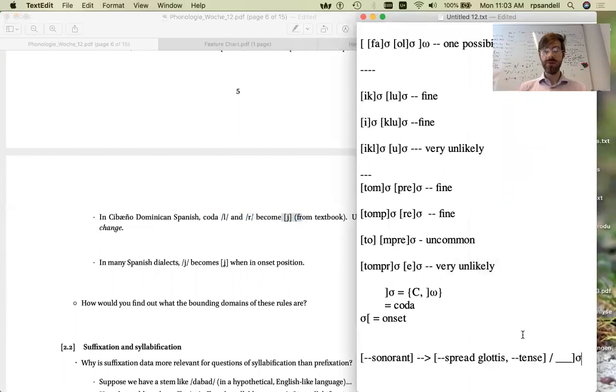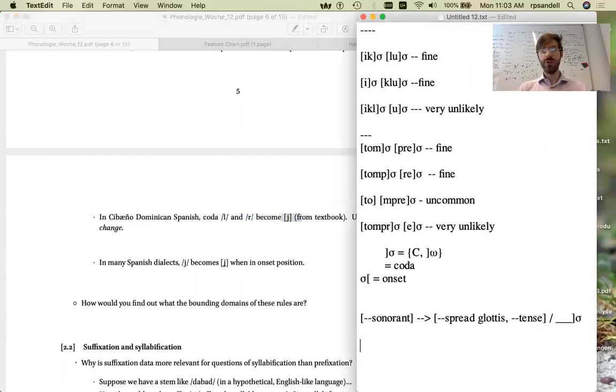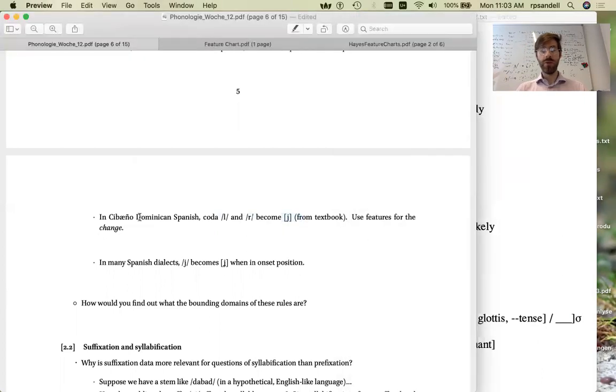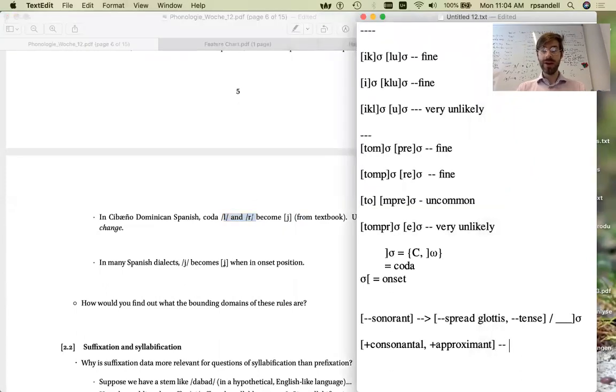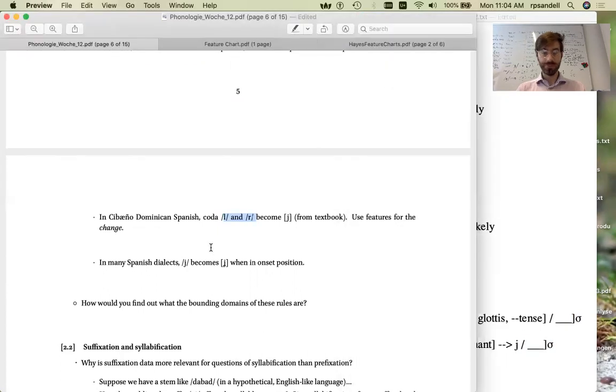So let's try to use some features for the change. In this language, these will be segments that are plus consonantal and plus approximant. So in general, we're going to capture the approximant segments that are not glides or vowels of the language. And these segments will become a glide ya in the same context as the context we've just seen for Korean at the end of a syllable.